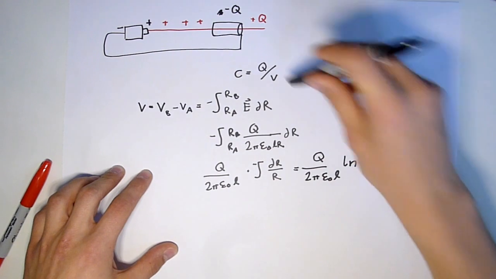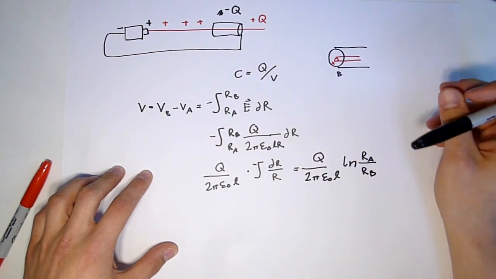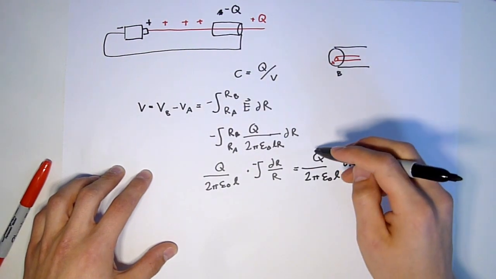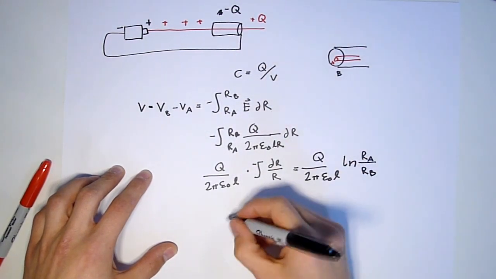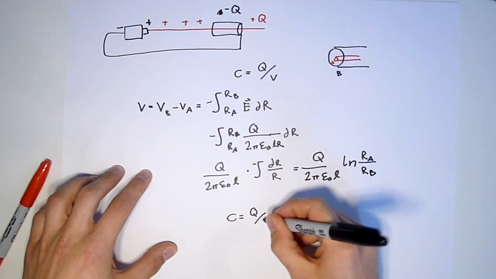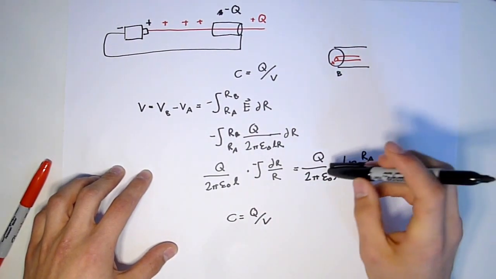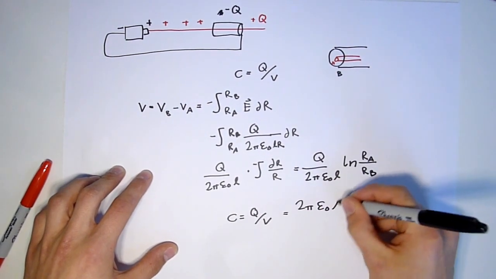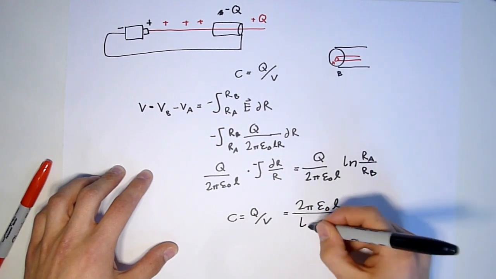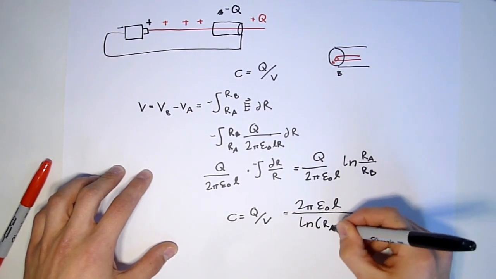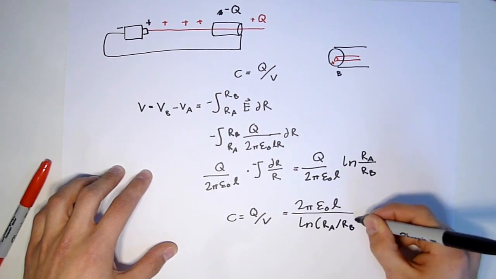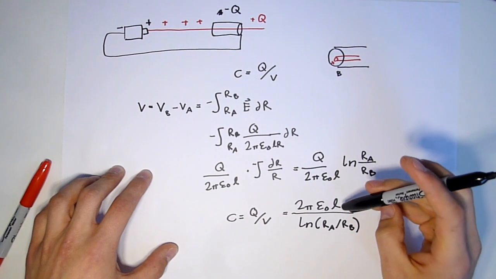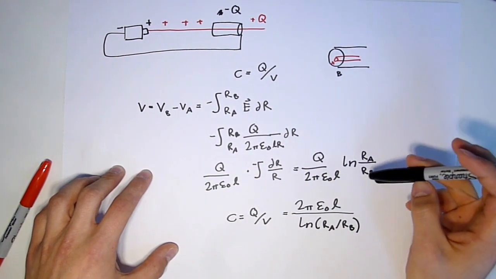So, let's look back to our formula for capacitance. It's the charge over the voltage. Here we have the voltage in terms of the charge. And if we substitute this in, 2 pi epsilon times the length. See, it depends on the sizes of the dimensions as well. And this is the formula for capacitance for a cylindrical capacitor.